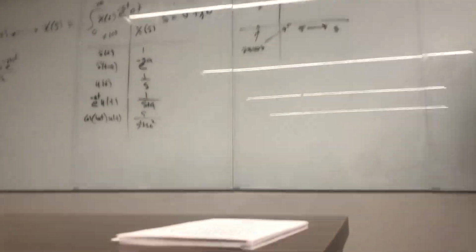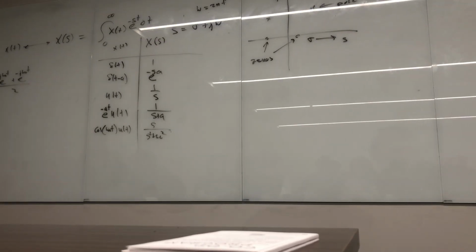So try it. S over s squared plus omega naught squared.